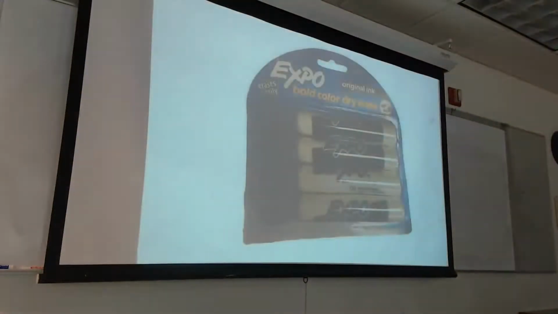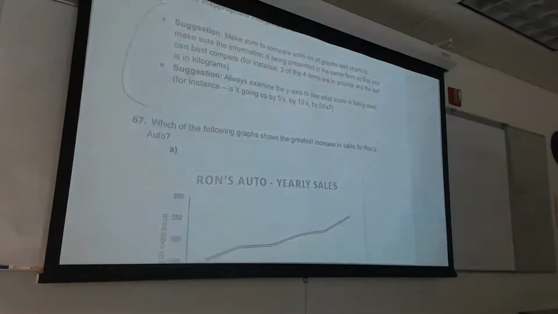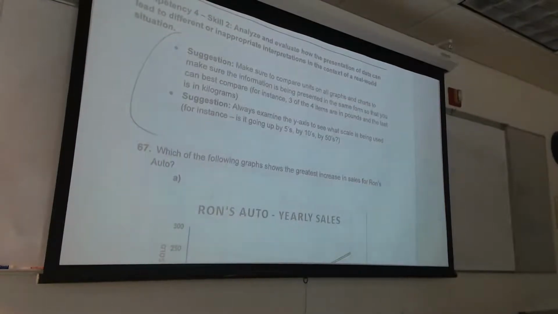Okay, that's all of competency 2. Let's go to competency 4, page 25. On 25, you start getting into the data interpretation. And notice how this particular skill says analyze and evaluate how the presentation of data can lead to different or inappropriate interpretations in the context of real world situations. So they really want you to get into that.